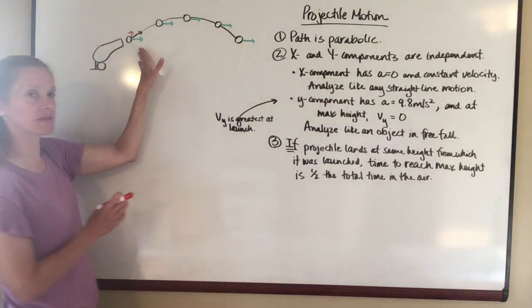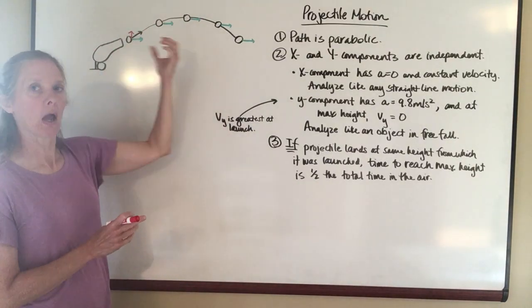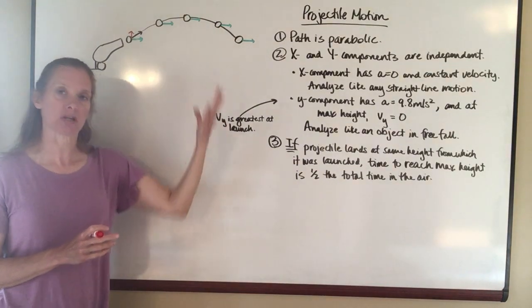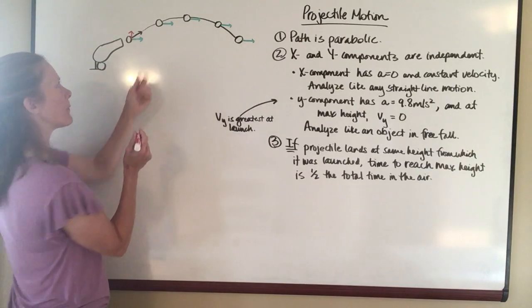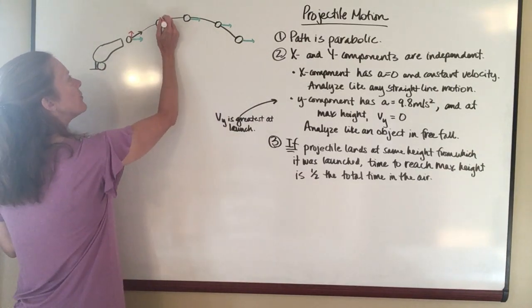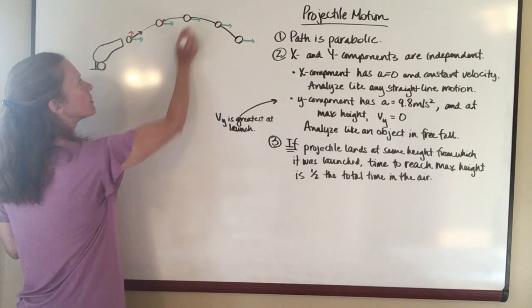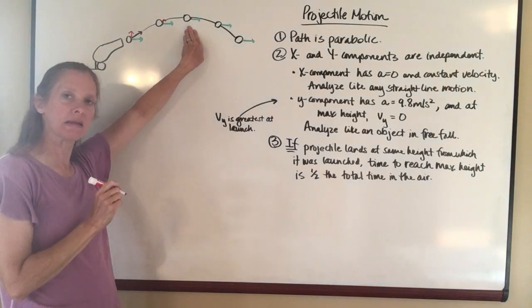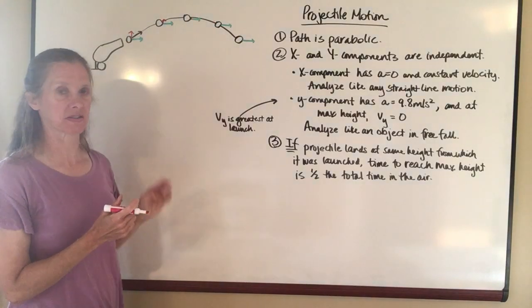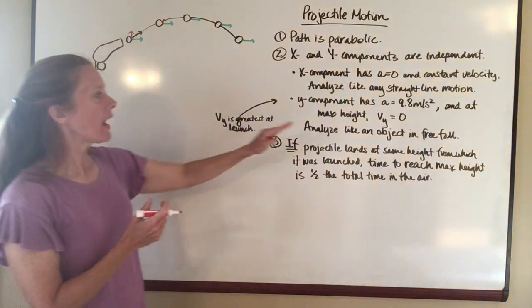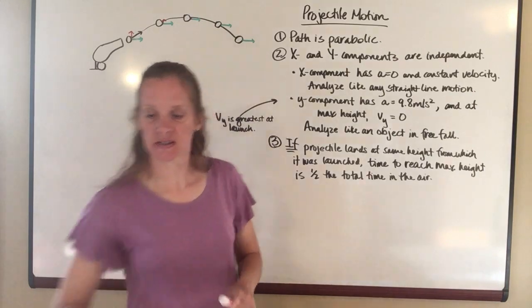Now the y component is different because it starts out upward, but it has an acceleration due to gravity. So it's constantly being pulled downward. So the further it goes up, because acceleration is down, this component is going to become less and less until it gets to its maximum height. At its maximum height, it's no longer going upward. It no longer has any velocity in the y direction. So at its maximum height, the velocity in the y direction is 0.